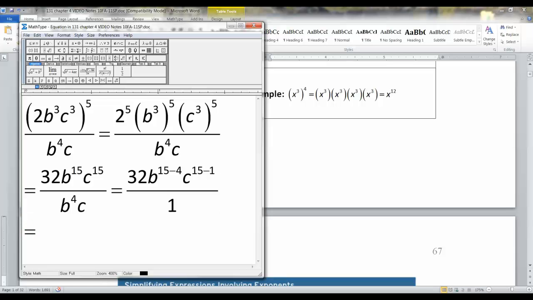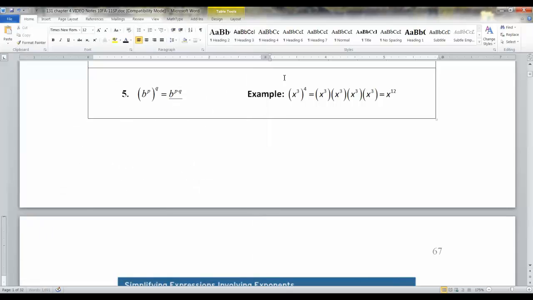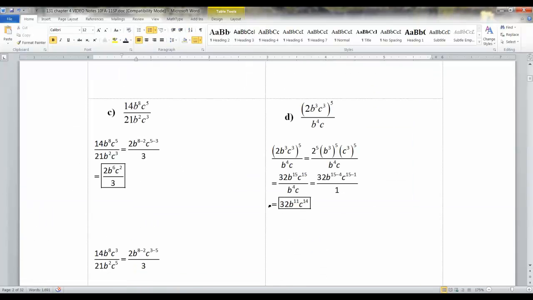All right, so this is equal to 32 b to the 11, because 15 take away 4 is 11, c to the 14. If you like, you can think of it as over 1, but at this point, since everything's over 1, we don't even have to write it. Remember, division by 1, we don't generally write. And there you go, that's that answer. This was really a note.